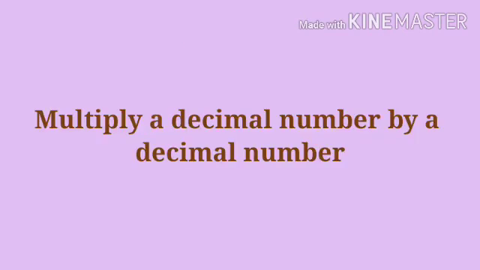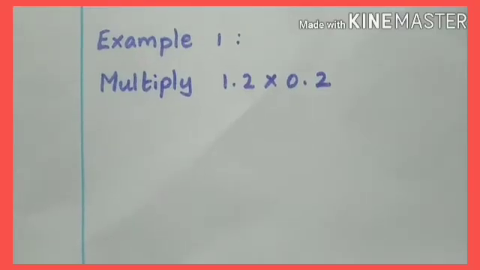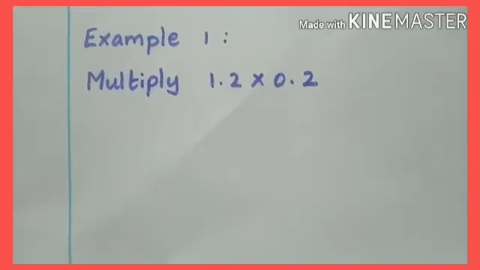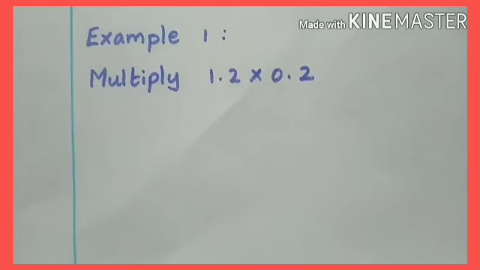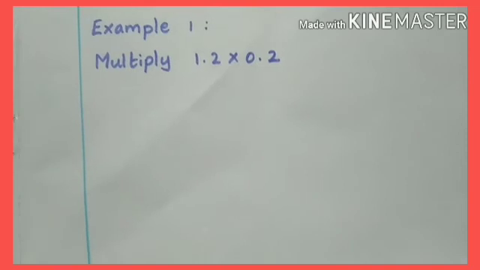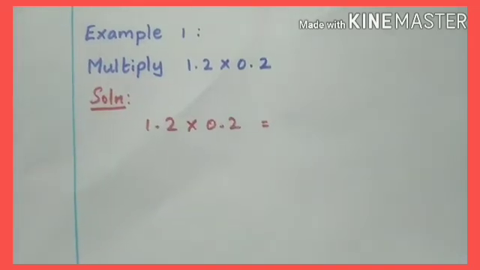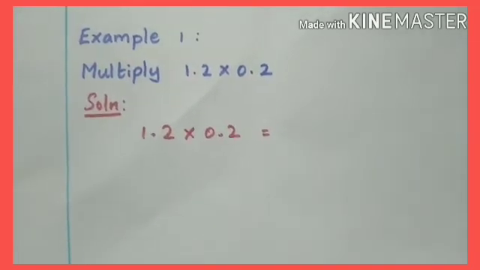Today, we are going to learn how to multiply a decimal number by a decimal number. Let us see some examples. Example 1. Multiply 1.2 by 0.2. Let's multiply 1.2 by 0.2.